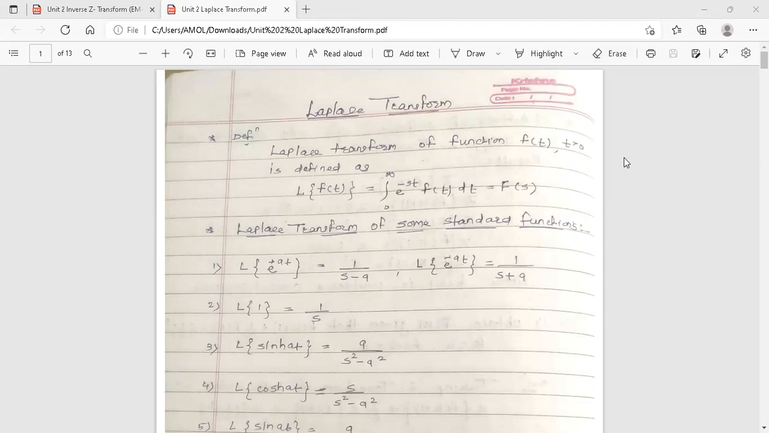Hello dear students, this is your Engineering Mathematics 3 lecture. Today's topic is Laplace transform. This topic is from the second unit.